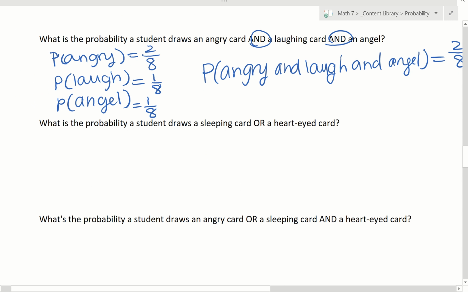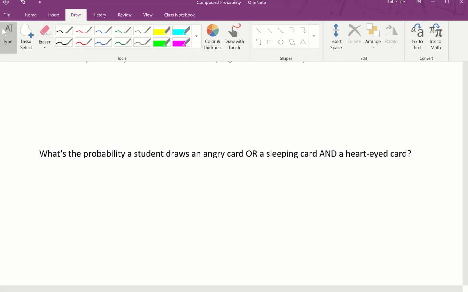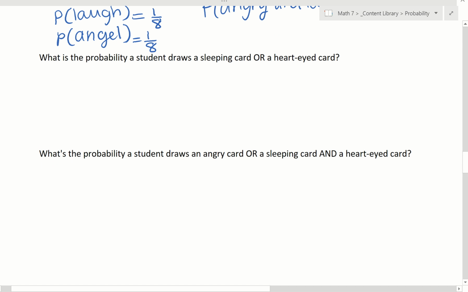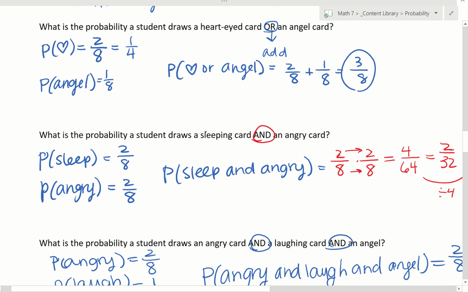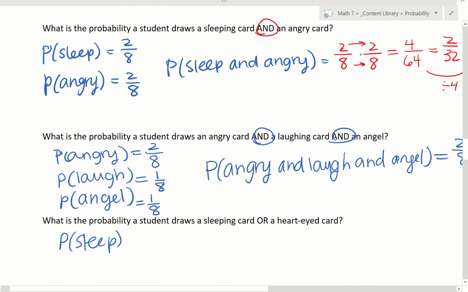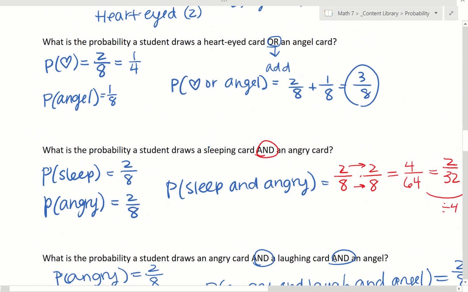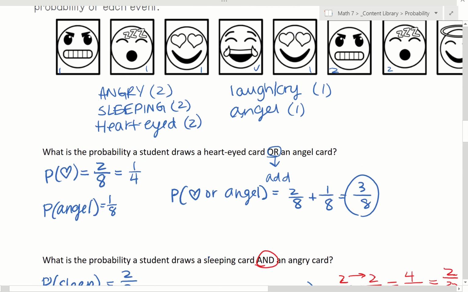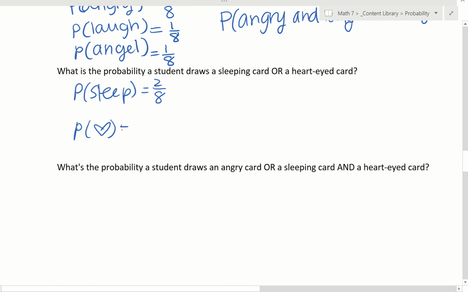Alright, next. What's the probability a student draws a sleeping card or a heart-eye card? Oh boy, okay, well, probability of sleeping. What was that? It was 2 out of 8. And the probability of that heart-eyed, I think, was also 2 out of 8. Let me just check. Heart-eyed, 2 out of 8, yes. Always look back at what you did.